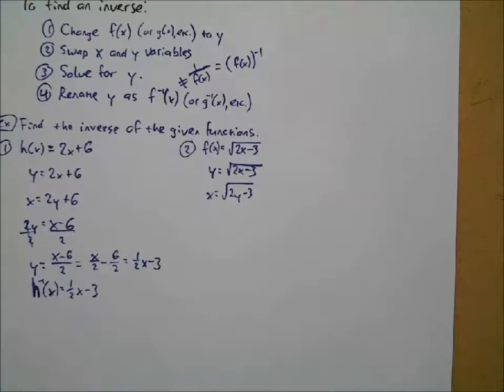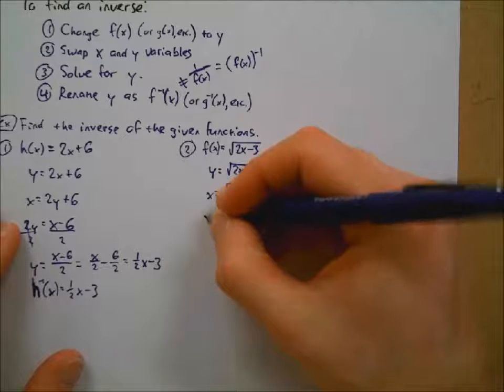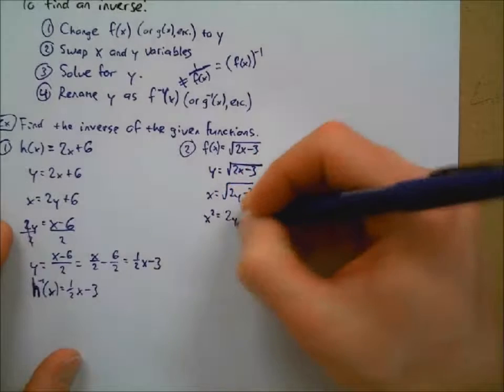And now what should we do? We need to solve for y, right? So what should be our next step in solving for y? Square both sides. Yep, that's fine. So square both sides, we get x squared equals 2y minus 3.